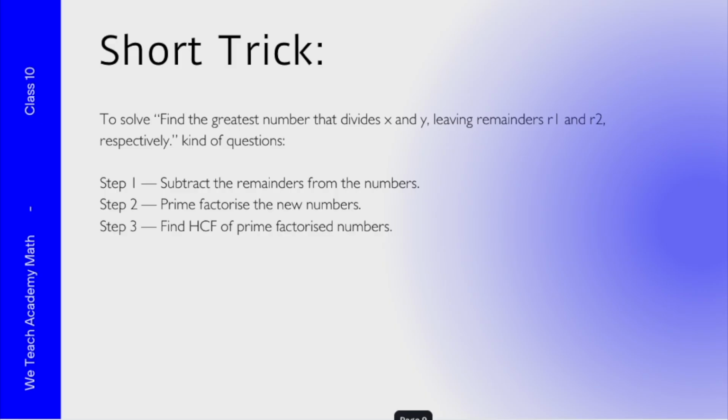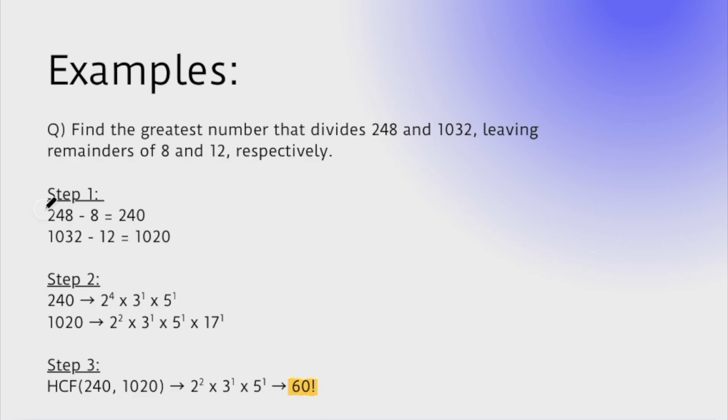Learning through an example, 248 minus 8 is equal to 240 and 1032 minus 12 gives you 1020. And step 2, 240's prime factorization would be this, and for the prime factorization of 1020 we get it as this. Step 3, we find the HCF, which would be 2 square into 3 to the power of 1 into 5 to the power of 1, which would be 60.